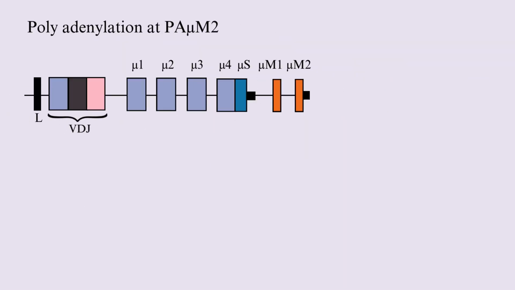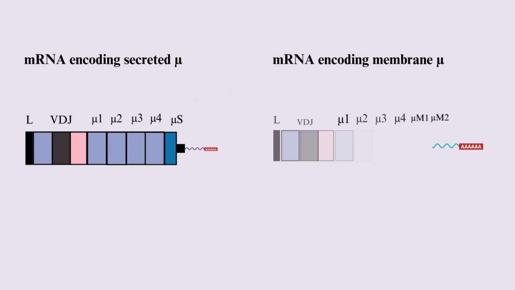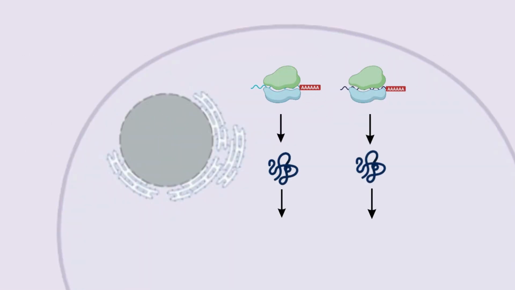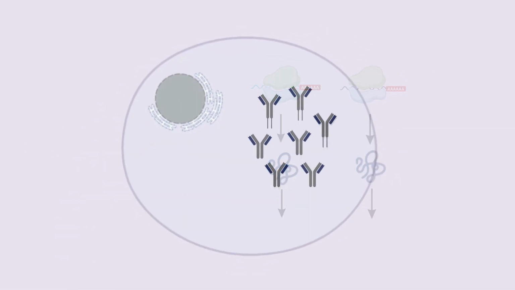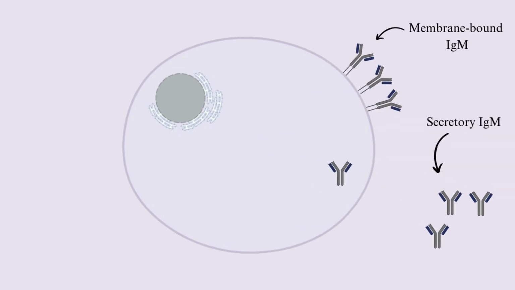If polyadenylation occurs at PA-mu-M2, RNA splicing removes the mu-S sequence at the 3' end of the C-mu-4 exon along with introns, producing mRNA for the membrane form of the heavy chain. The mRNA encoding the secreted and membrane form is exported out of the nucleus to be translated by ribosomes into secretory or membrane-bound antibodies. These antibodies have paratopes that specifically interact with the same antigenic epitope.